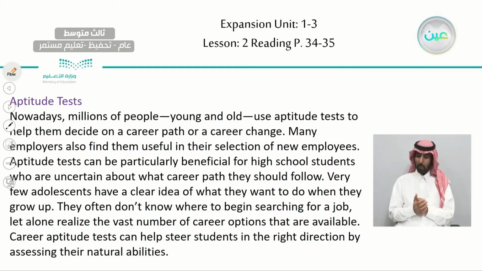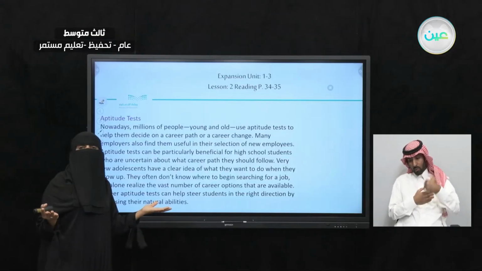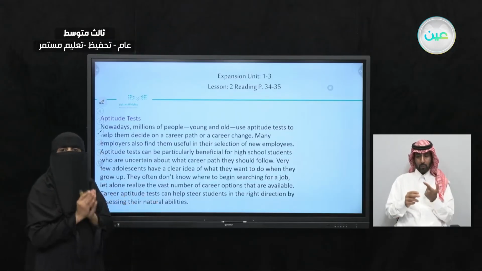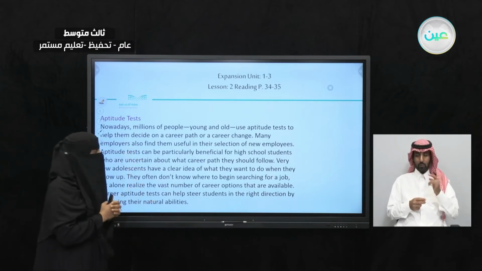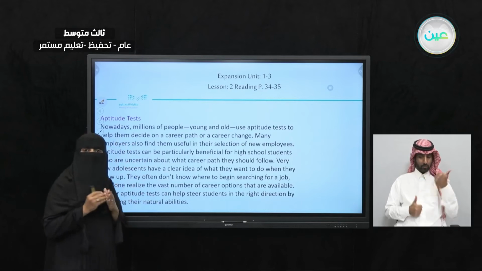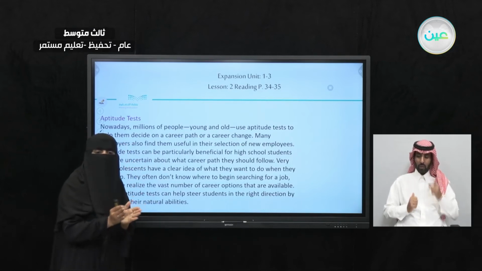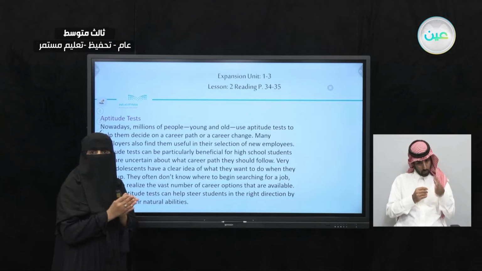Okay. What did you understand from this paragraph? Here, they basically said what we said. Most teenagers, most adolescents, don't know what they are going to be in the future, which career, which occupation, which job they should take. So they said the aptitude test helps steer them, shows them which direction they should go.